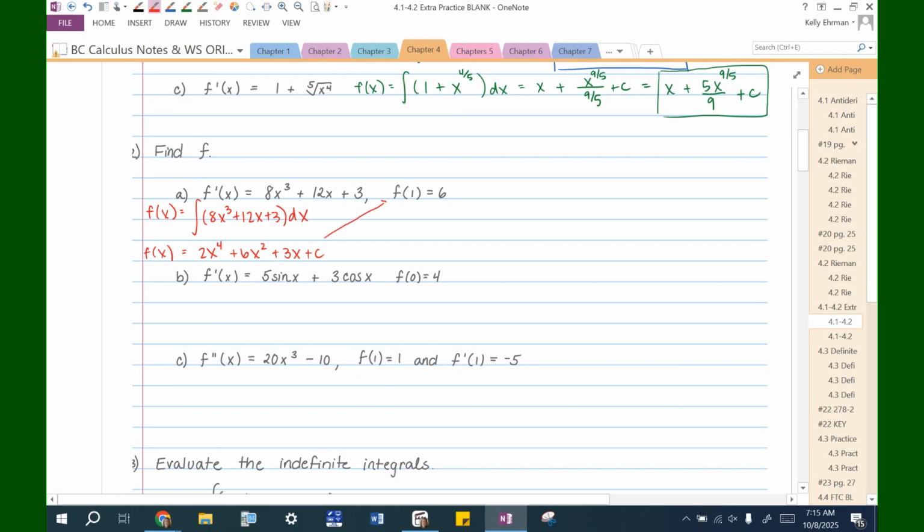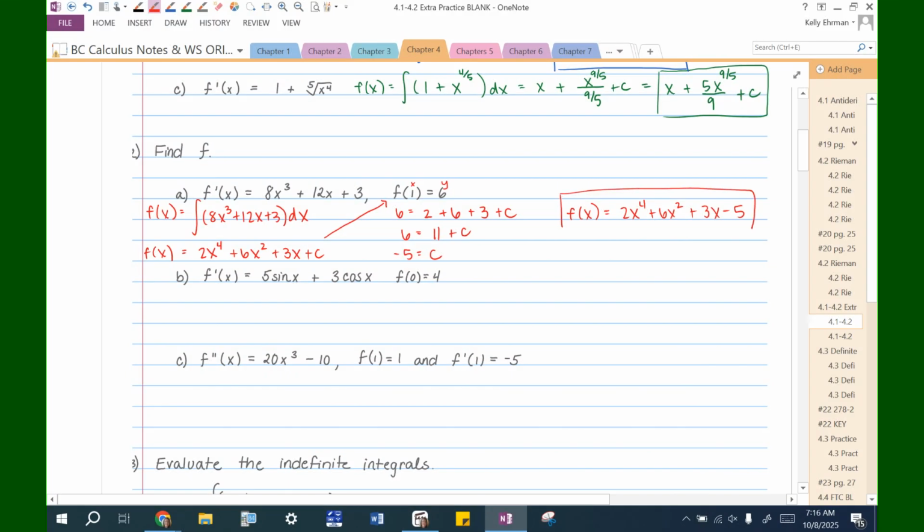Now you need to use this ordered pair, plug in 1 for x and 6 for the y coordinate. So 6 is equal to 2 times 1 plus 6 times 1 plus 3 times 1 plus c. So over here, this adds up to 11. Solving for c, I get negative 5. And so they want the f of x. So f of x, the one solution, now that I have a specific point that has to be on the graph, is 2x to the 4th plus 6x squared plus 3x minus 5.